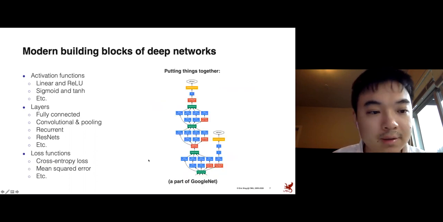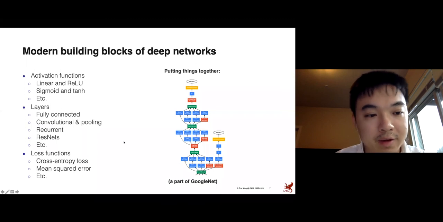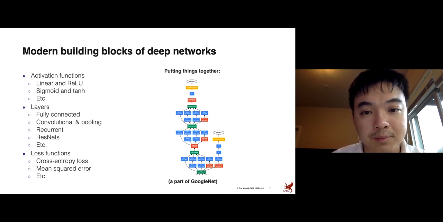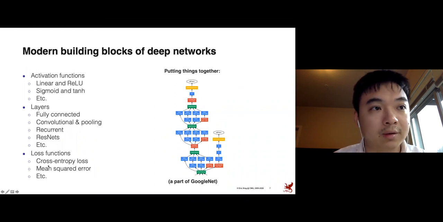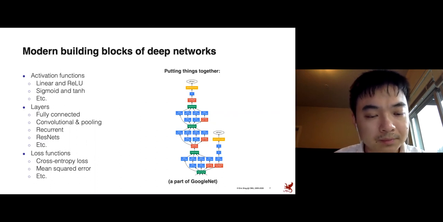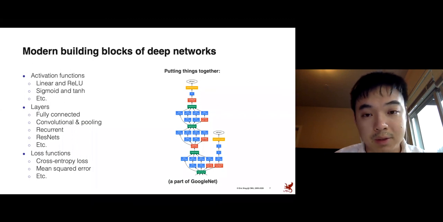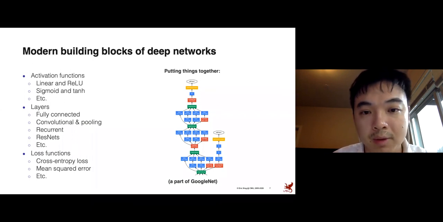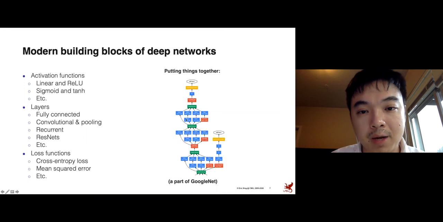Besides the neural architectures consisting of different layers, another component is the so-called loss function, which basically drives the learning to find the best parameter values. These loss functions can be of different types, like cross entropy loss for classification and language generation. This is one of the most common loss functions. Of course, we can have other types of loss functions like mean squared error for regression. So putting all these things together, we can build a very complex model.